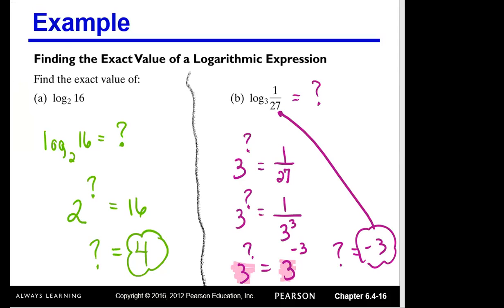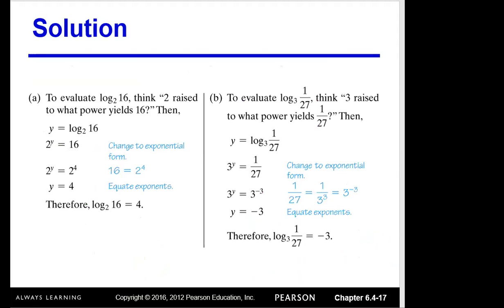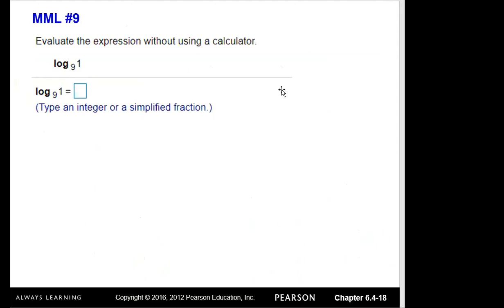Because remember, logarithms are really exponents. So I convert it to exponential form and solve it. The next slide shows their work on how they did it, but it was very similar to mine. They just used the letter Y instead of a question mark. Which brings me to the My Math Lab examples. The first one, number 9, is actually a trick question. It says evaluate the expression without using a calculator. Truth be told, you can't use a calculator because that LOG button on your calculator will only do base 10. There's actually a formula you need in order to do it, and we haven't covered that yet.